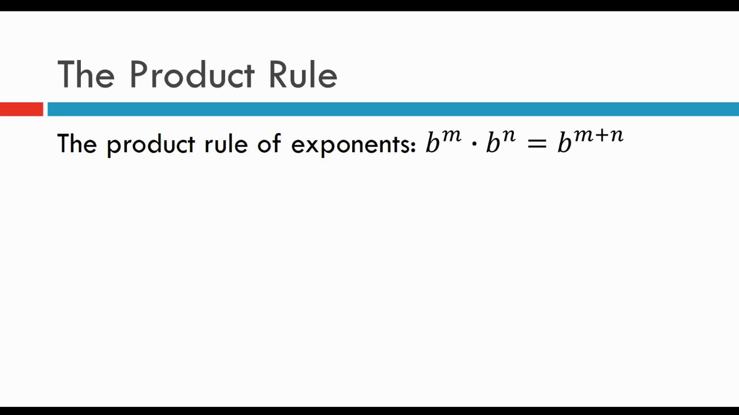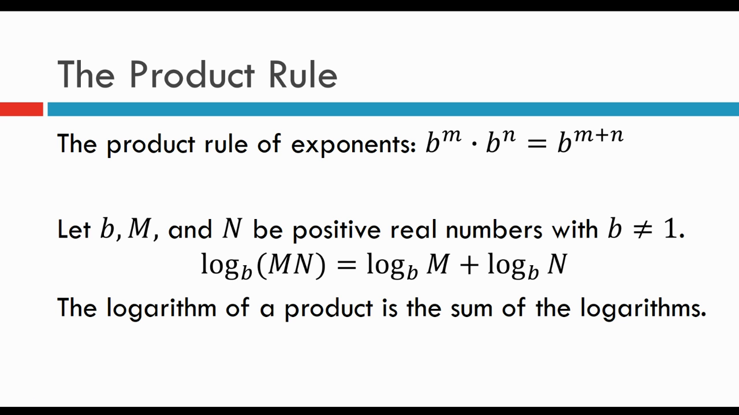So the product rule. Remember, when we were talking about exponents, as long as the base was the same, if they were being multiplied together, we kept the base and we added the exponents. So we're going to have something very similar now if we're talking about logs and the product rule. Let b, m, and n be positive real numbers where b does not equal 1. Log base b of m times n is going to equal log base b of m plus log base b of n.